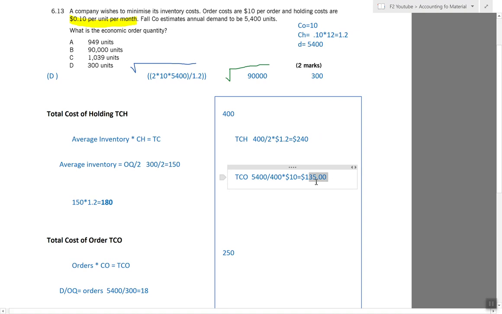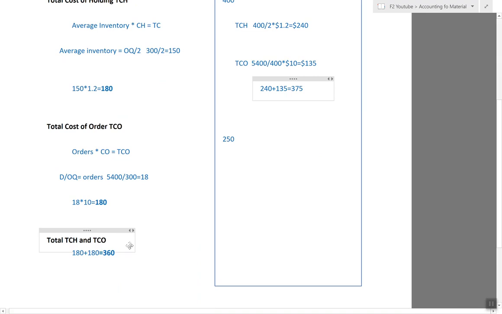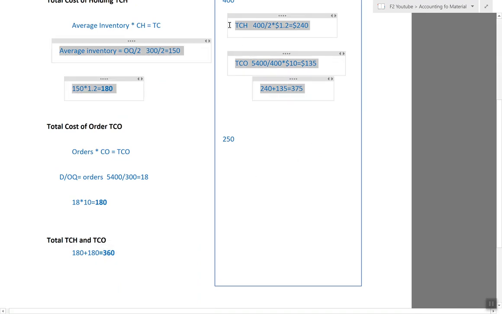So ordering cost has reduced, holding cost has increased. But the important thing is whether both of them collectively are more or less. If you see, it is 375 and EOQ was 360. Let's look at 250 units.